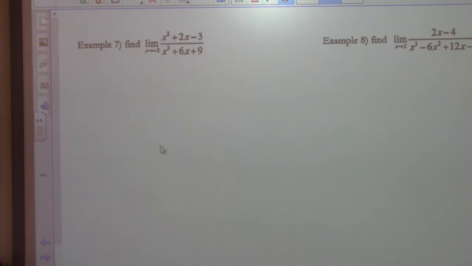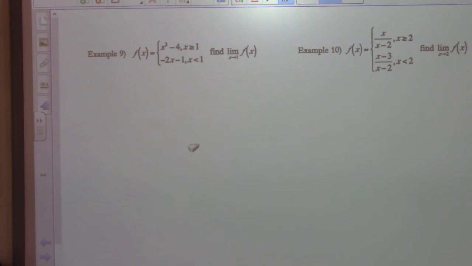Usually you end up getting a number on those, but not always. Just have to see what you get. Now, example 9 is, what did we call this kind of function here yesterday? Yes, okay, somebody said it over here. We call it a piecewise function.